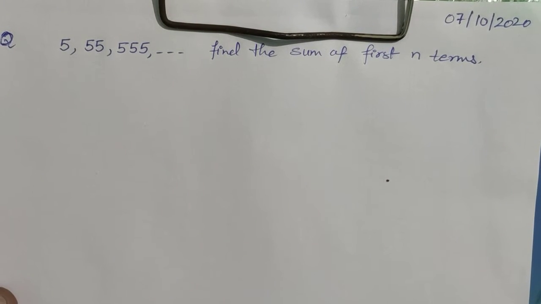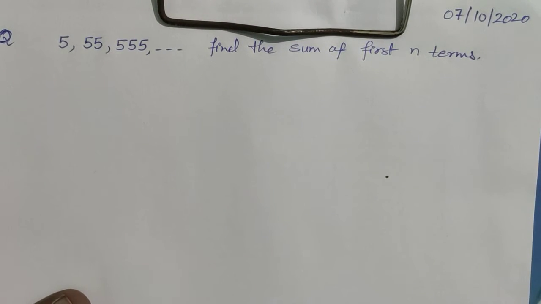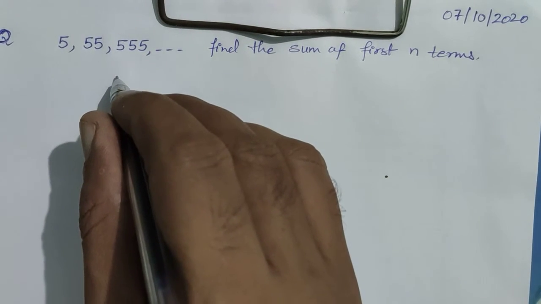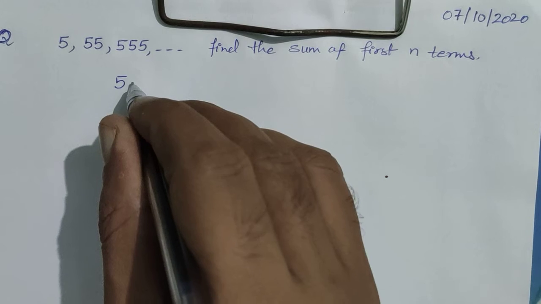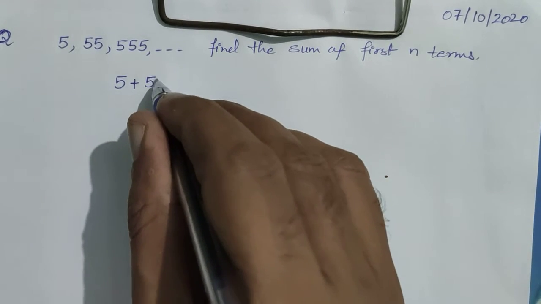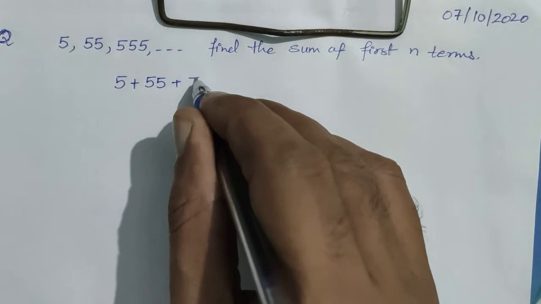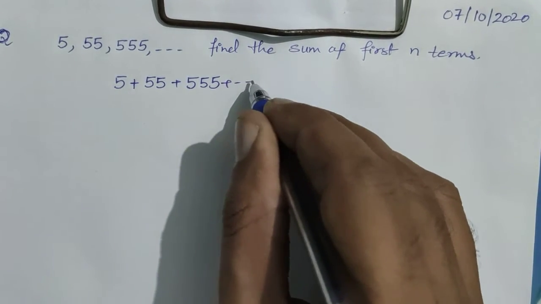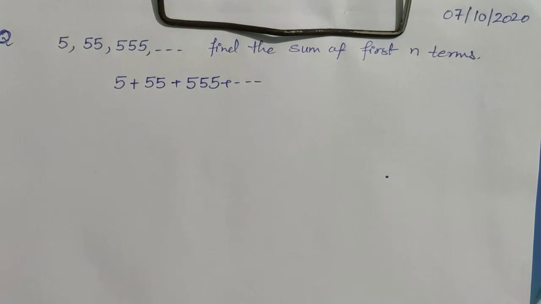This is 5, 55, 555 and so on. We need to find the sum of first n terms of this geometric progression. First of all, let us make it into the form of geometric progression. So 5 plus 55 plus 555 plus and so on. So the sum we are going to calculate.